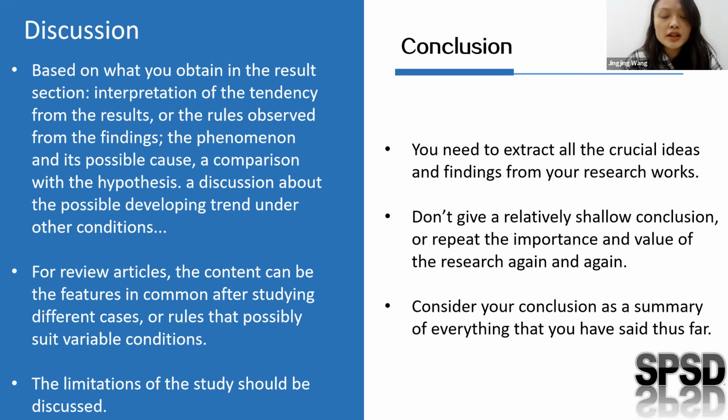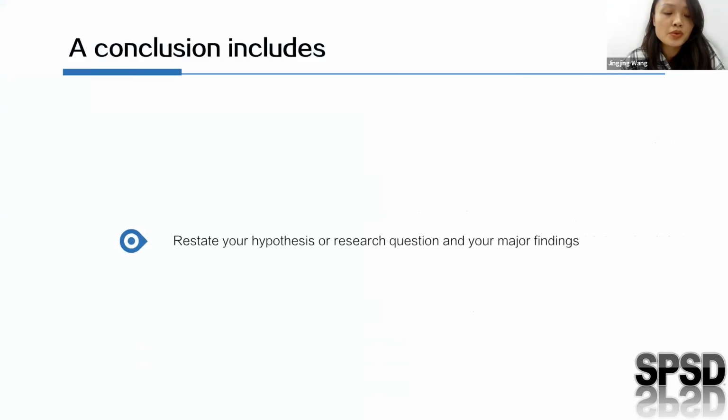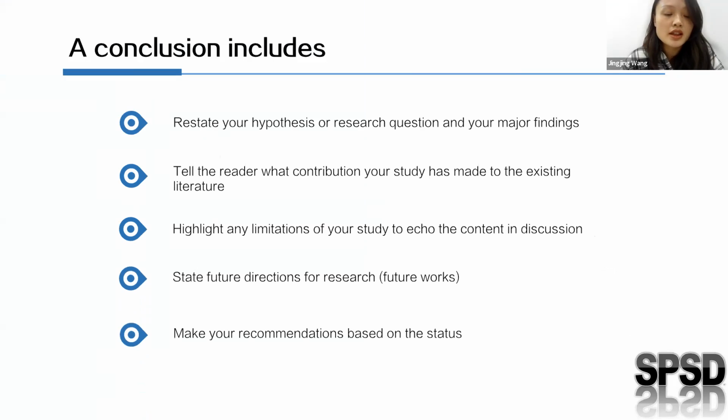One easy way to avoid this confusion is to consider your conclusion as a summary of everything you have said so far. In the conclusion section, you remind readers of what they have just read. So your conclusion should include the following parts: restate your hypothesis or research problem, restate your major findings, tell the readers what contribution your study has made to the existing literature, and again, you can highlight your limitations.